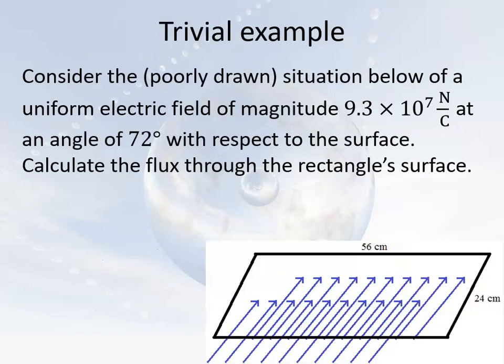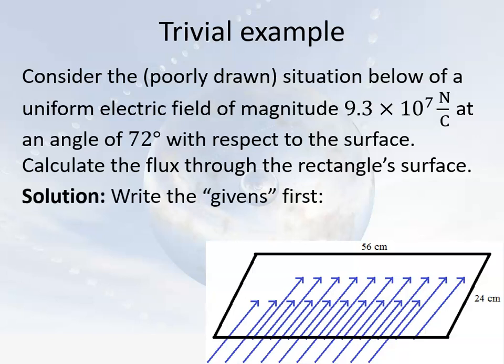Let's take a trivial example in this poorly drawn situation where we have a uniform electric field of 93 million newtons per coulomb at an angle of 72 degrees with respect to the surface. Calculate the flux going through this rectangle surface, or at least we'll consider the magnitude of it, since it's hard to tell how the surface is oriented.